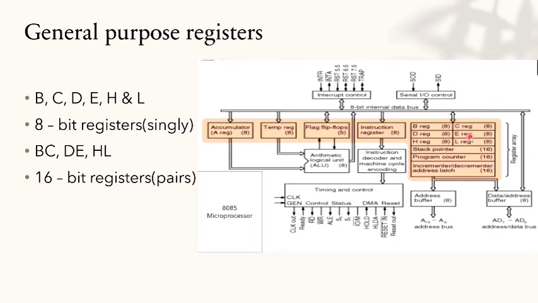These are all 8-bit registers. When we are working singly, if we are working with the B register, then it is going to be 8-bit. If we want to work with 16-bit registers, then we have to pair them. How are we going to pair them? We are going to work with the B and C registers, then the D and E registers, and then the H and L registers. Okay, so this is all about general purpose registers.